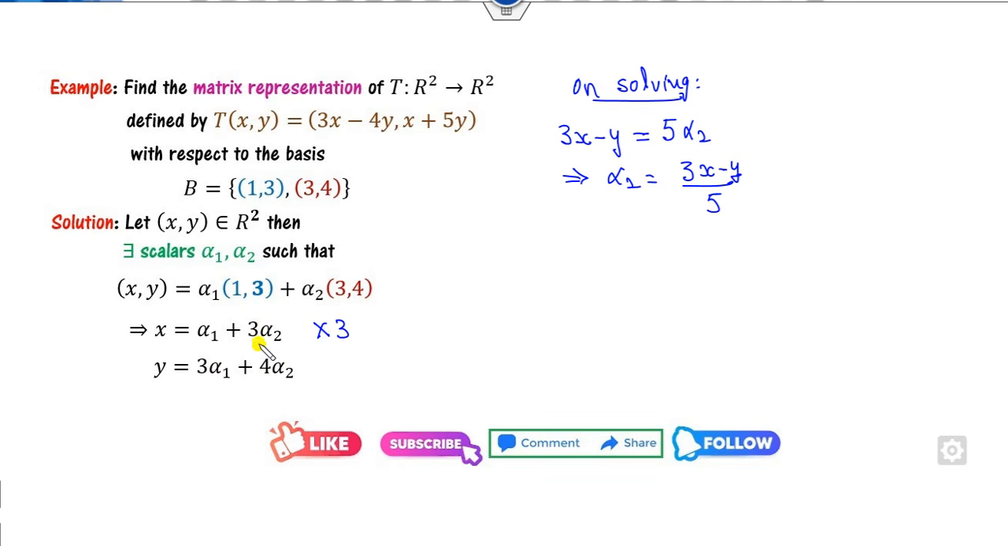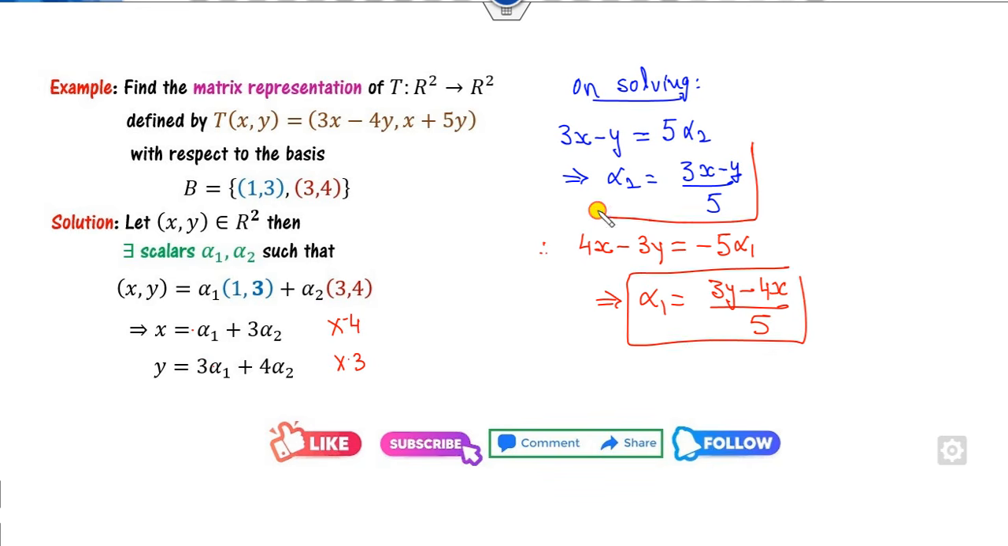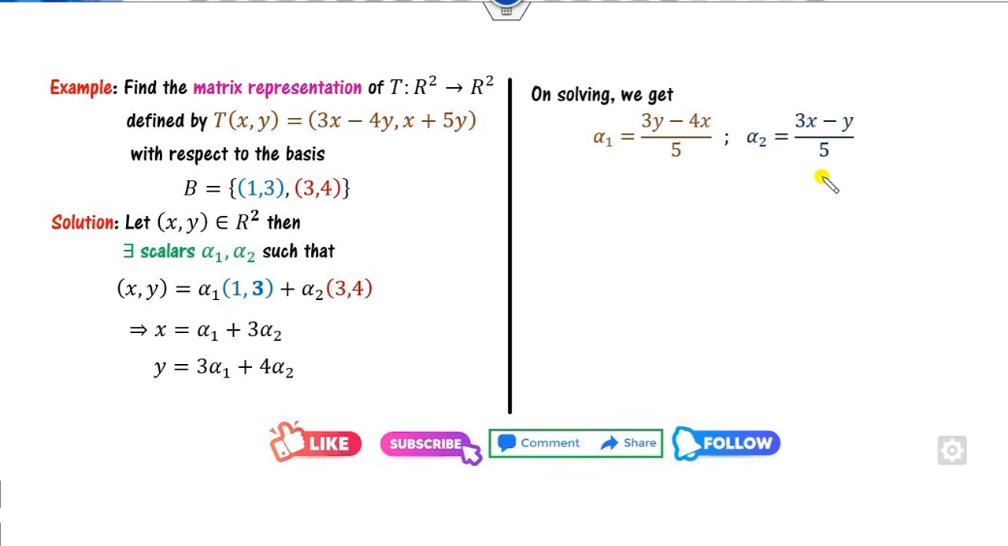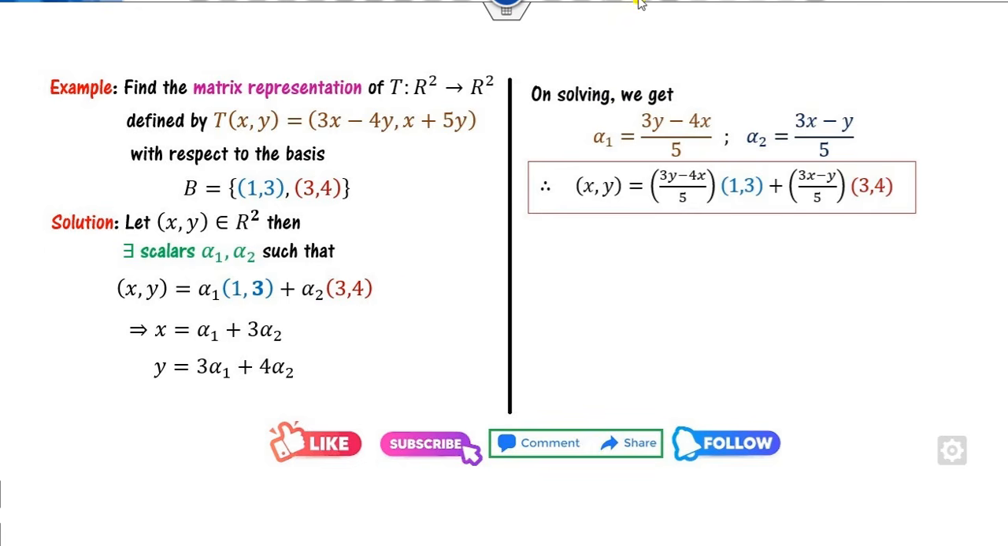Then the second part is how you can find alpha 1. I can multiply this number by 4, this number by 3 and then subtract. So it is 4x minus 3y, it is 4 minus 9 minus 5 alpha 1. So alpha 1 will be 3y minus 4x over 5. So you get alpha 1 and alpha 2 in a simple manner. Substitute the value of alpha 1 and alpha 2 in this equation.